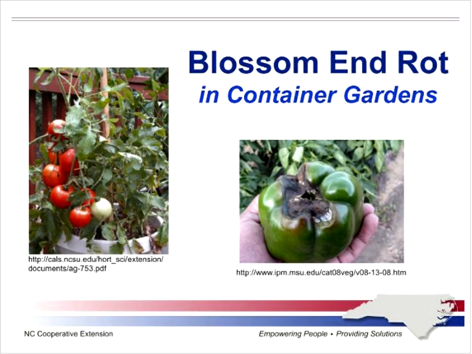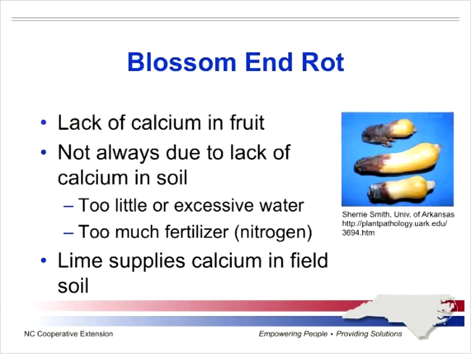Okay, thanks. So, a lot of us, or probably all of us, are familiar with blossom end rot. We probably see it most on tomatoes, but it happens on peppers and squash and watermelons and other things too. And on the left, you have a picture there from the new container gardening publications, just wanted to point that out, that Lucy and some other people prepared.